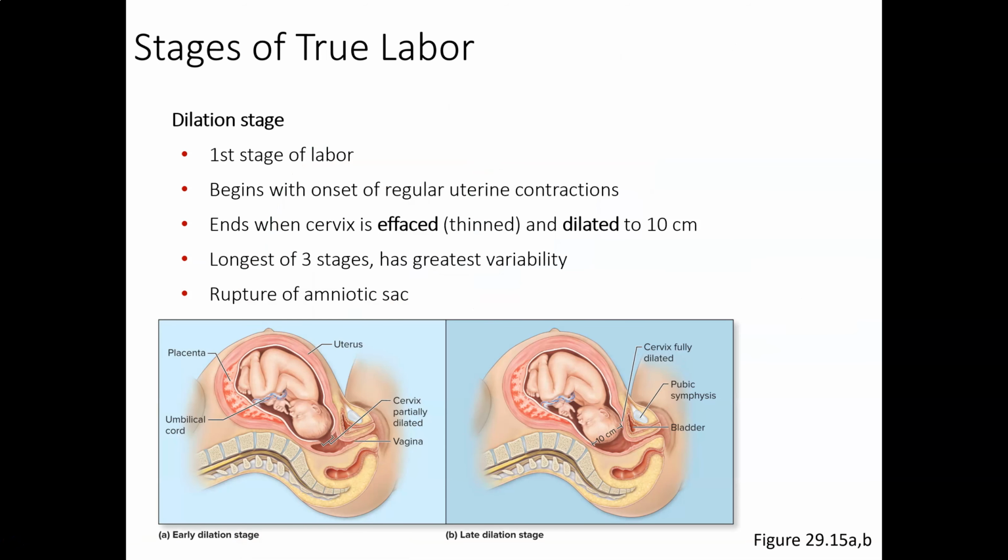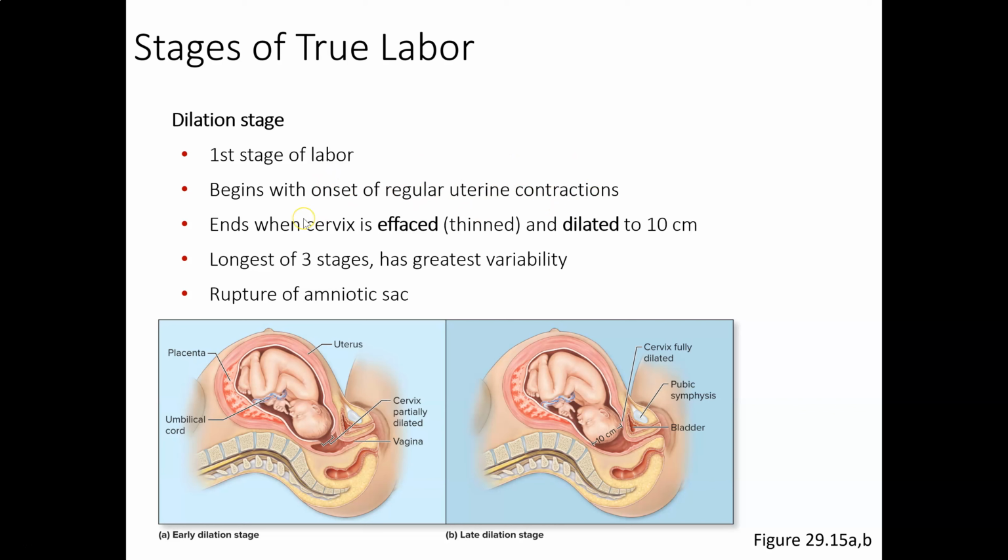Let's look at the three stages of true labor. We talk about the first stage, which is the dilation stage. That's actually the longest stage. It's also the stage that, depending on whether this is your first baby or your fifth baby, varies dramatically in length. During this phase, you begin with regular uterine contractions. That's basically the definition of true labor.